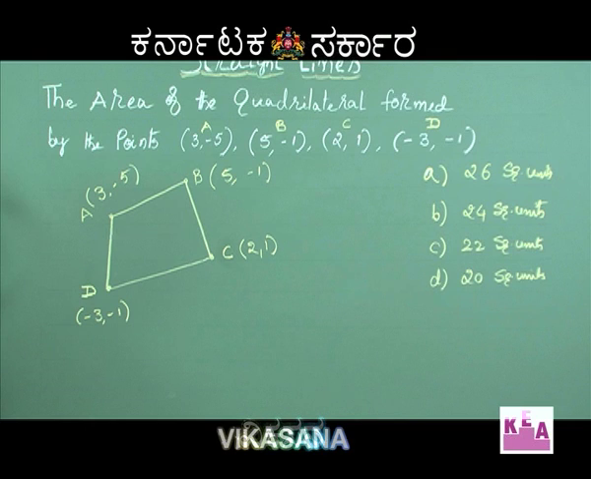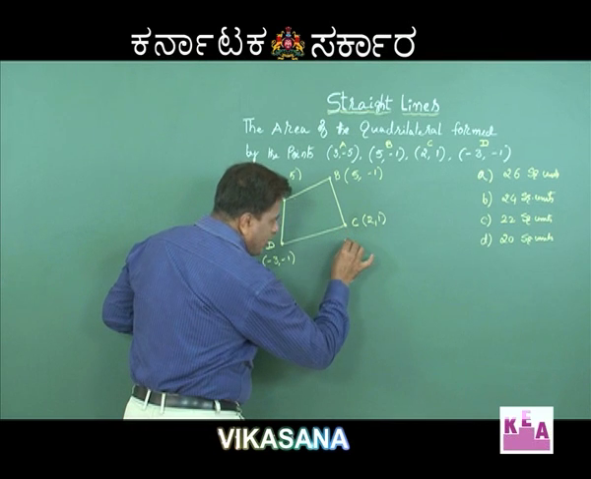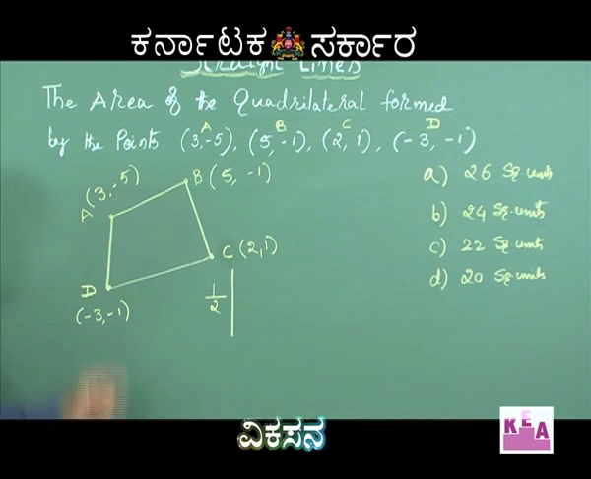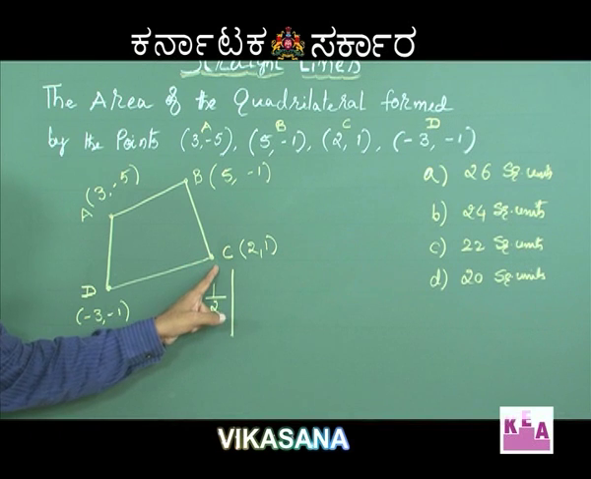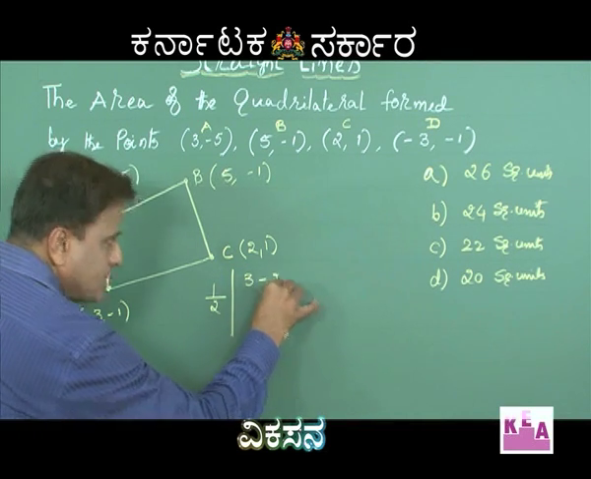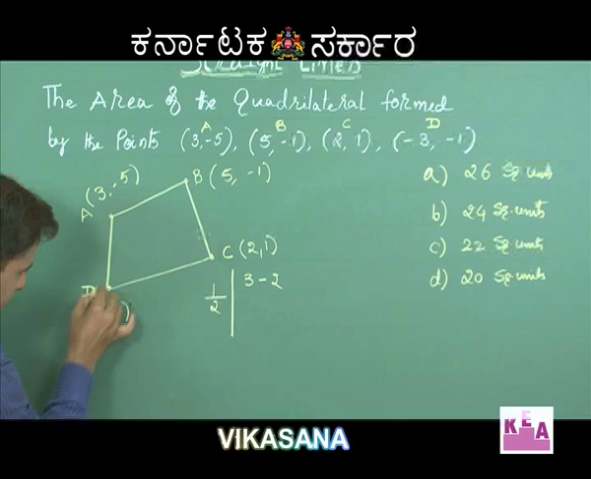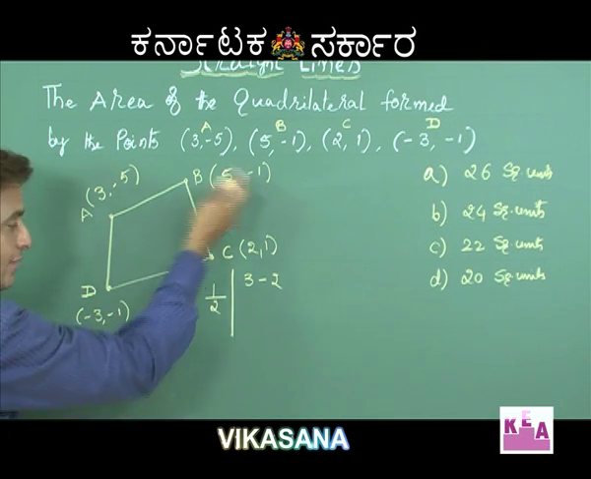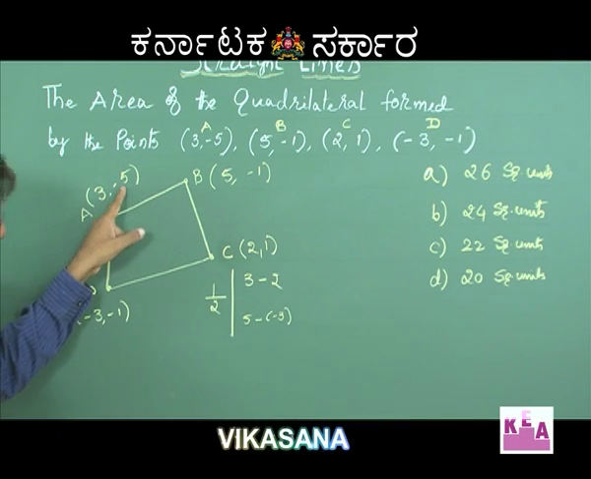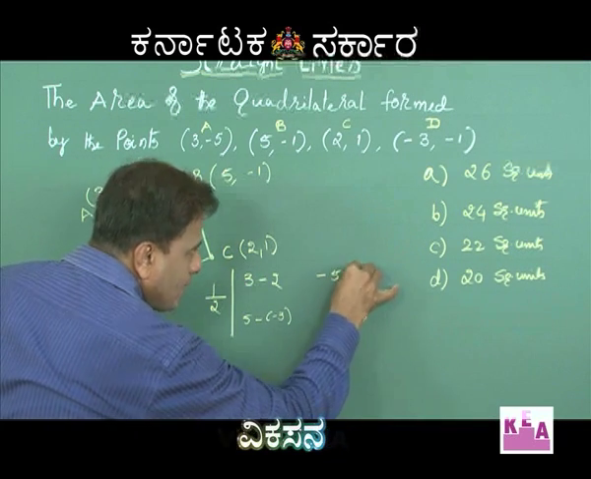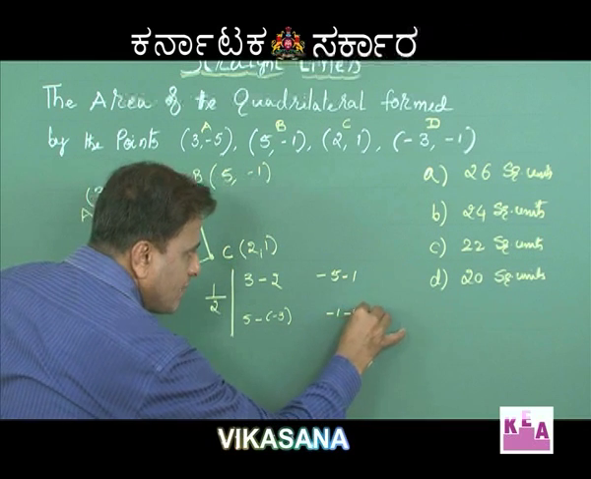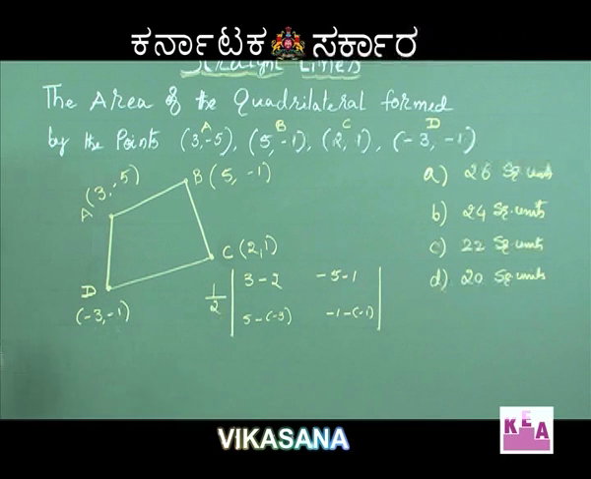To find out the area, a direct technique I am going to apply, please concentrate on this. To find the area, it is half of the determinant of, look at this, first the x coordinates, the difference of these, 3 minus 2, the difference of the x coordinates you take. In the next row, again the difference of these two you take, therefore how much is it? 5 minus of -3, and again similarly you can take the y coordinates, -5, -1, and -1, -1. Please, again, I'll just give you the idea of this technique.